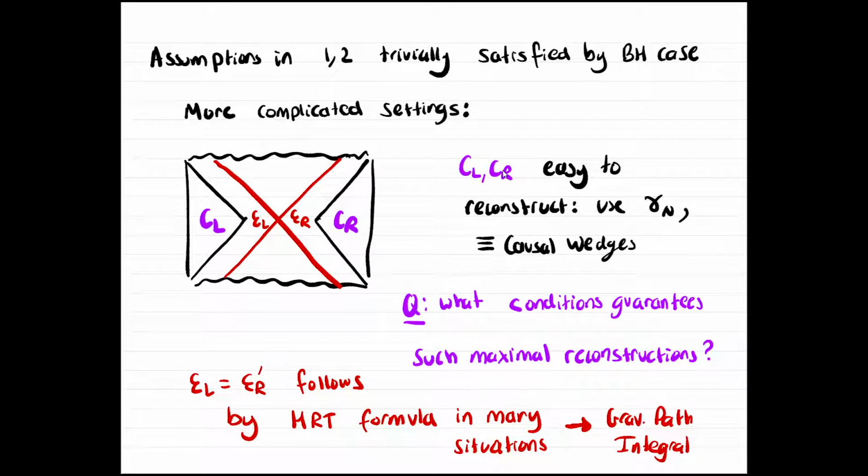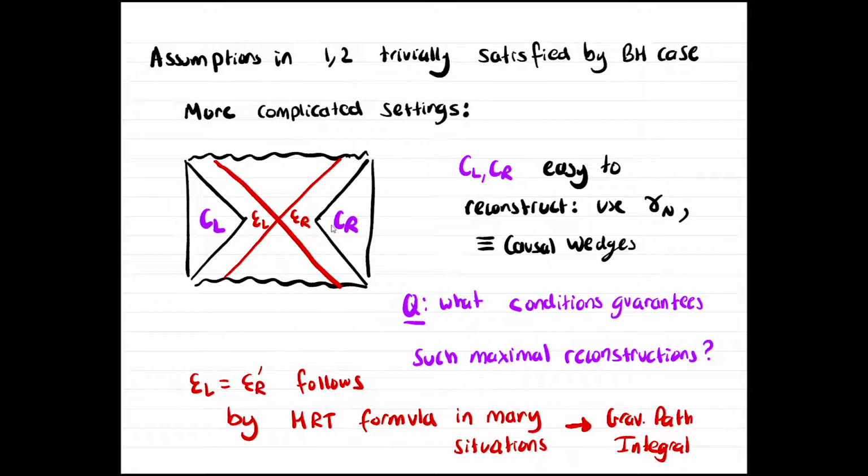So these are the assumptions that go into the theorems. The theorems are equivalent statements, but the assumptions that go into those theorems are trivial in the black hole case. We might think about a more complicated setting where we have some extended wormhole. Then it's natural that you can reconstruct in the causal wedge. In fact, that's part of the structure that I defined. You can use these gamma maps that I talked about to do reconstruction there. And so you get causal wedge reconstruction.